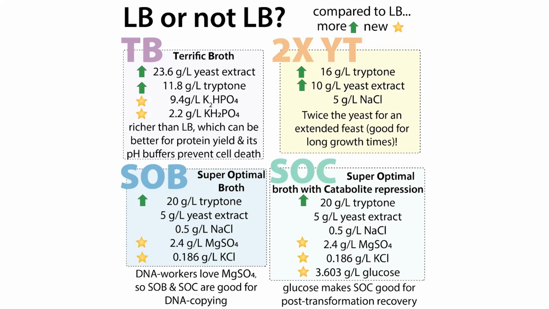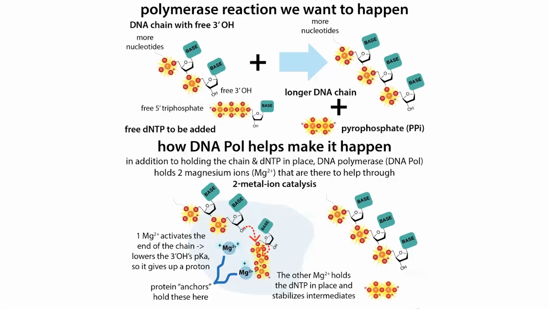Two other common ones you might see are SOB and SOC. SOB stands for Super Optimal Broth. This one has more excess tryptone, and it also has magnesium sulfate and potassium chloride. Magnesium sulfate is good for molecules that need to work with DNA, such as DNA polymerase, the DNA copying machinery. DNA polymerase relies on using magnesium to help it interact with DNA molecules to hold onto them, as well as to get DNA molecules to link together.